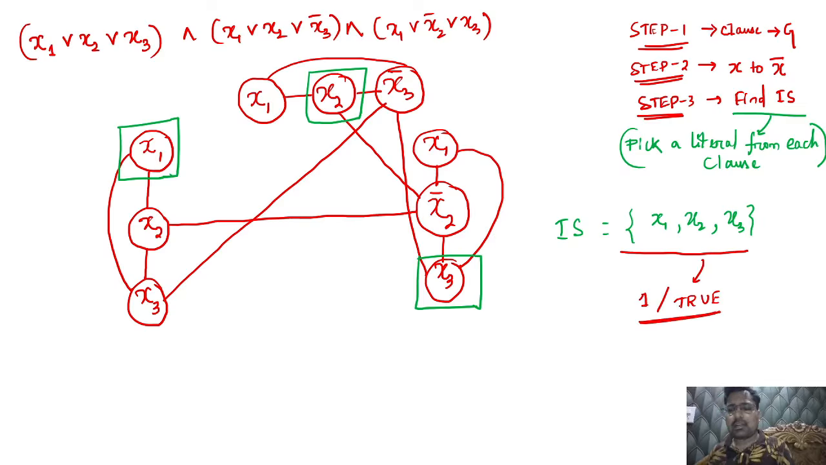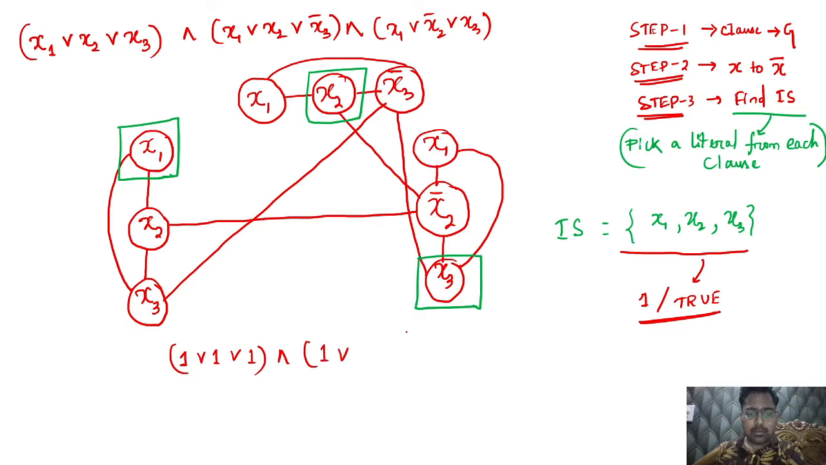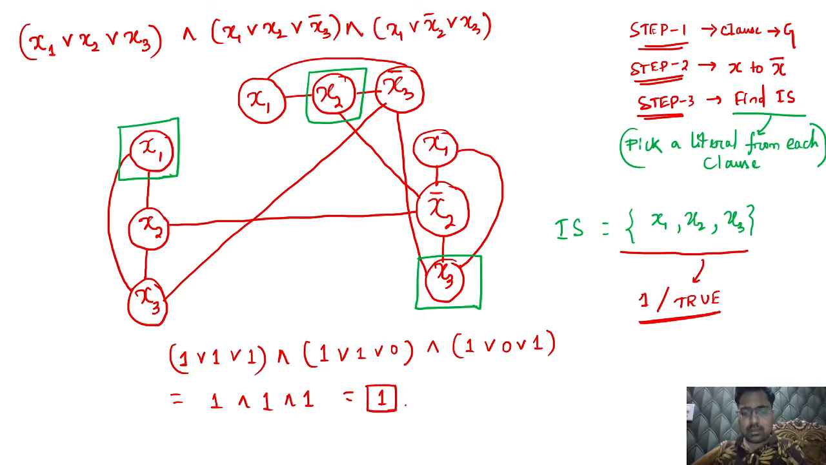Whenever we have an independent set, take these as true, or high, as one. Whether it is satisfied or not, we have already checked. If you want to check it again, I'm just putting the values: 1 or 1 or 1, then and, 1 or 1 or 0. Why? Because x3 bar is just the opposite of that one. 1 0 1. I told you each clause, if 1 is there, we will be expecting 1 as the answer. 1 and 1 and 1. For the and, all should be 1, and definitely we get 1, which is satisfiable.